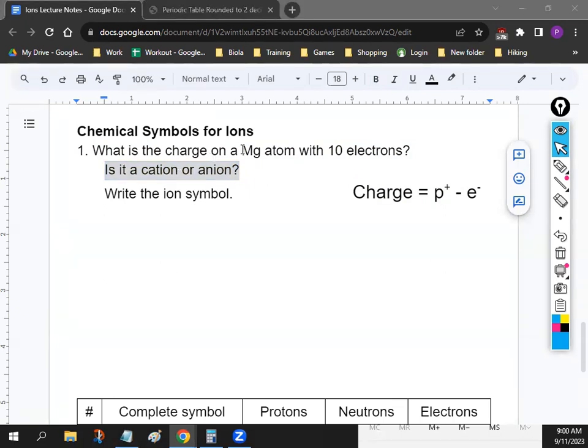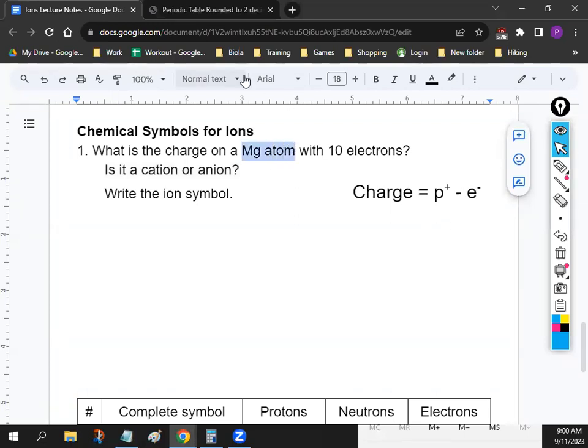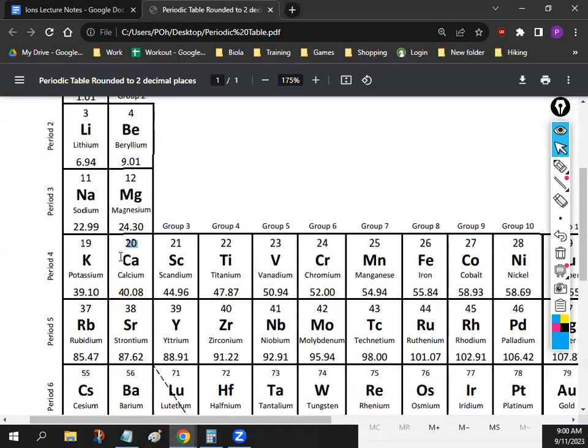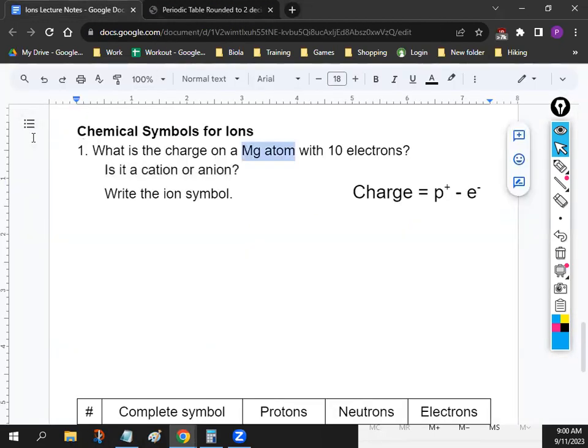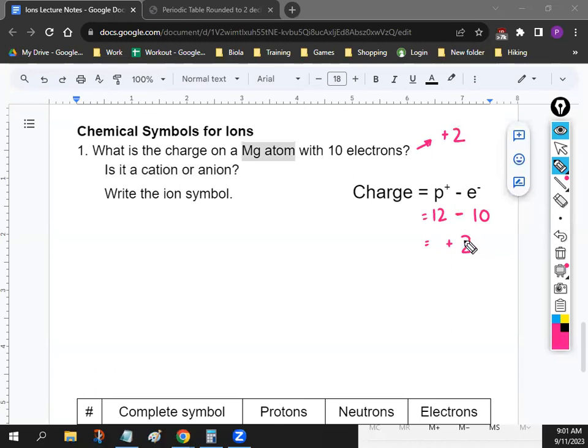Okay, so we're looking for the charge of a magnesium atom, so we need to find the protons. Super easy. How many protons does magnesium have? Yeah, 12, the number on top. So magnesium has 12 protons. It tells us that it has 10 electrons, so you can just do 12 minus 10, which is going to be 2. But the key thing about charge is that it could be positive or negative, so we need to specify. So we're just going to write that it's positive 2. There you go. That's the answer to the first part. This magnesium has a charge of +2.